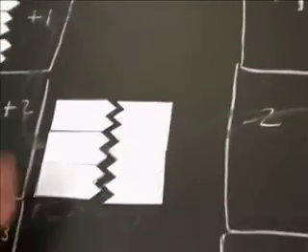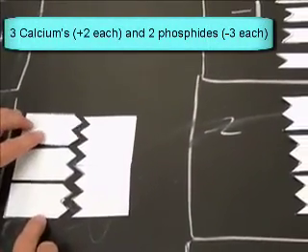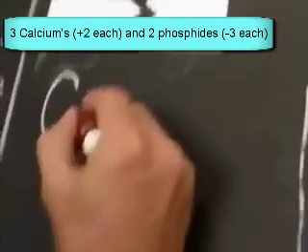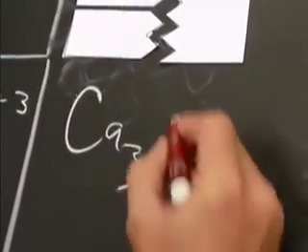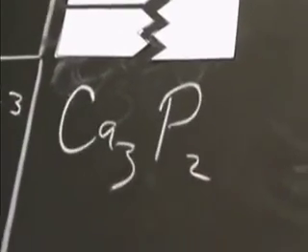All right, so now, ta-da! How many do we have? I have 3 calciums and I have 2 phosphides, so it's going to be Ca3P2. Cool. Calcium phosphide.